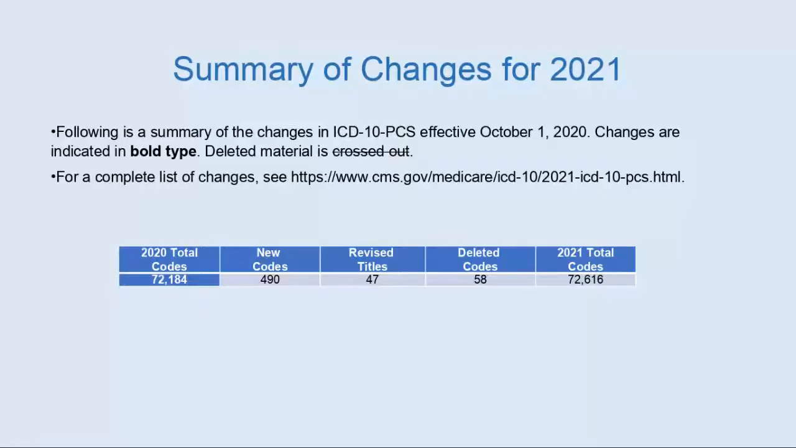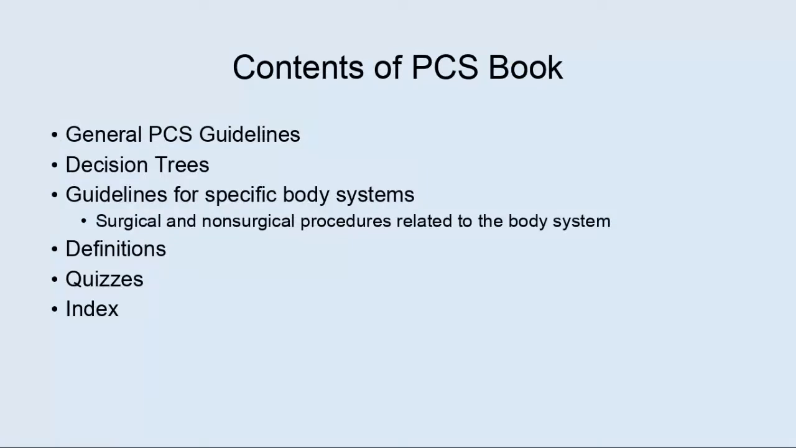Each year, the book starts out with a summary of the changes from the previous year. This is updated every year, and also because I'm not going to include everything, there's a link to where you can find the full guidelines. So in this presentation, I'm going to give you examples of tables and charts from the book in each of these areas: the general PCS guidelines, decision trees, guidelines for specific body systems, definitions, quizzes, and there's also an index.